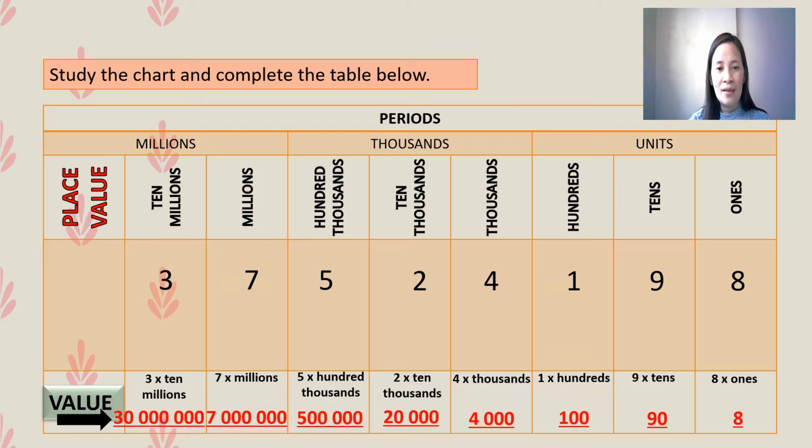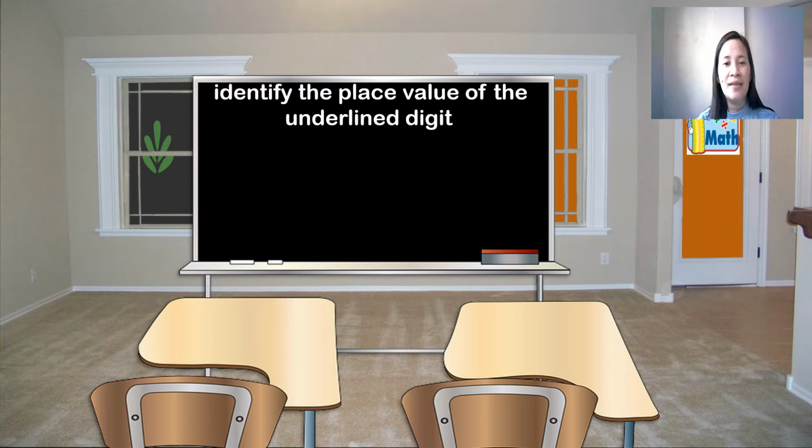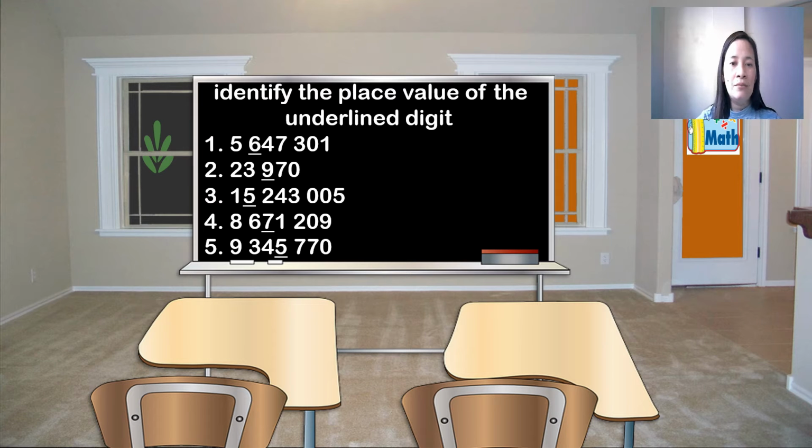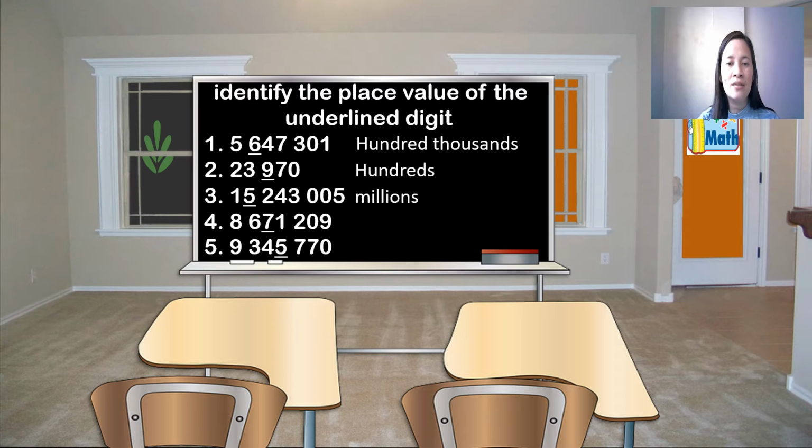Let's proceed. Let's identify the place value of the underlined digit. Number 1, our underlined digit is 6, number 2 is 9, number 3 is 5, number 4 is 7, and number 5 is 5. What are the place values of these underlined digits? Number 1, that is 100,000. Number 2, hundreds. Number 3, millions. Number 4, 10,000s. And number 5, that is thousands. Those are their place values.